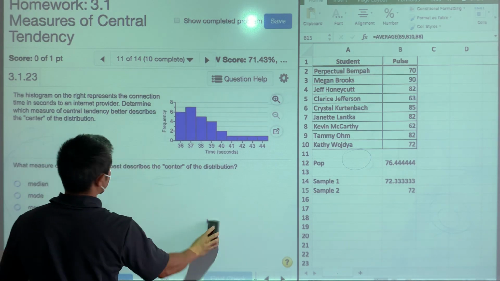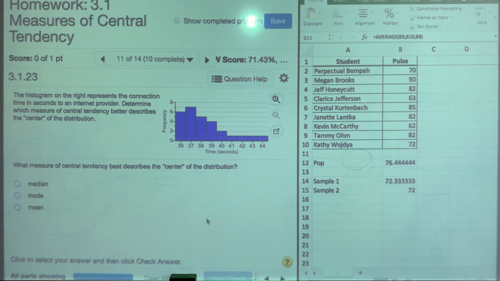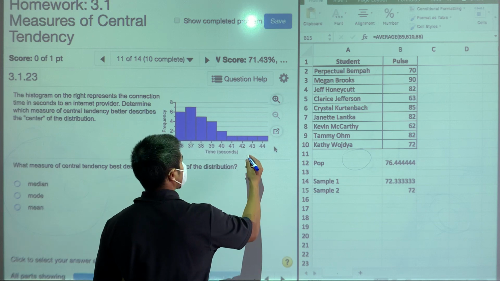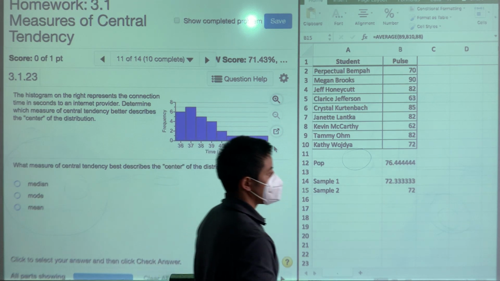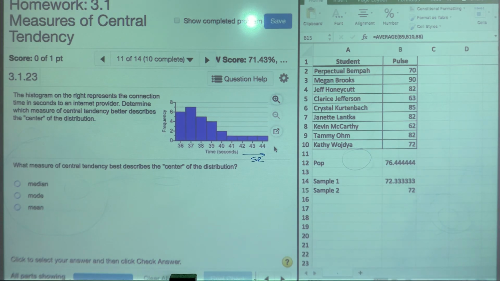All right, so I've got a bar graph, a histogram here, and it looks like it's skewed, doesn't it? What side is it skewed to? It's skewed to the right. So we're skewed right. Now, that's an important observation because we're going to need it to answer the question. What measure of central tendency best describes the center of the distribution?